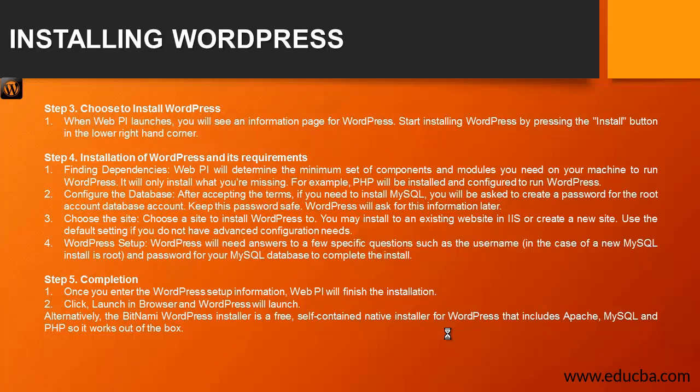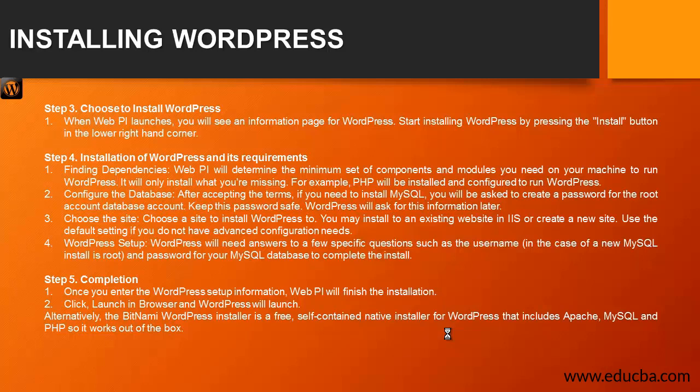Configure the database after accepting the terms and conditions. If you need to install MySQL, you will be asked to create a password for the root account of the database. Keep this password safe, as WordPress will ask for this information later. Choose a site to install WordPress to. You may install to an existing website in IIS or create a new site. Use the default settings if you do not have advanced configuration needs.